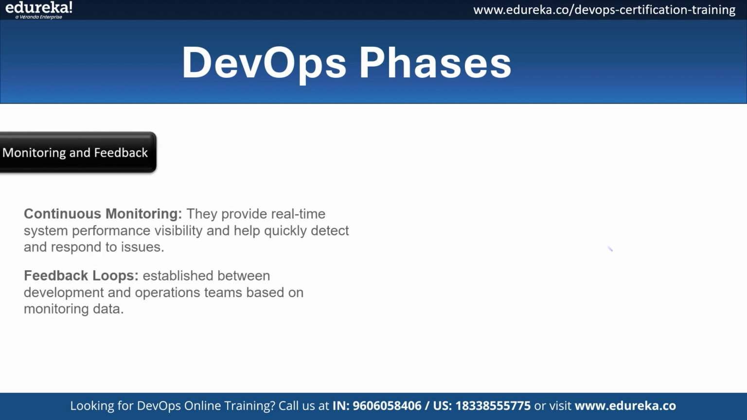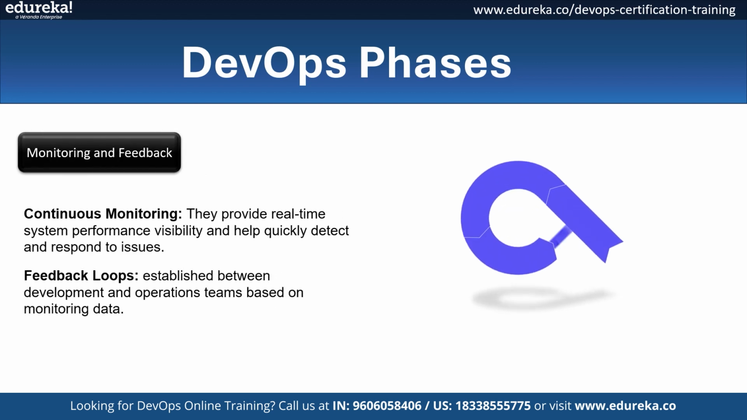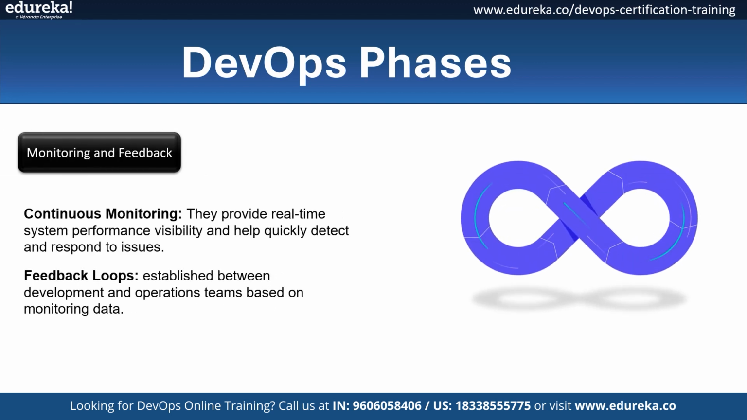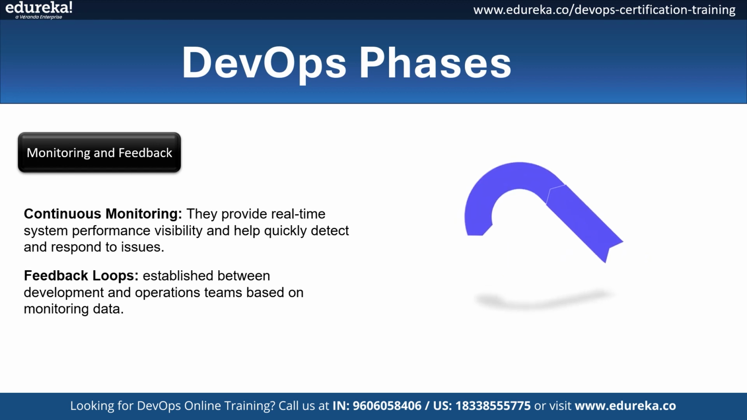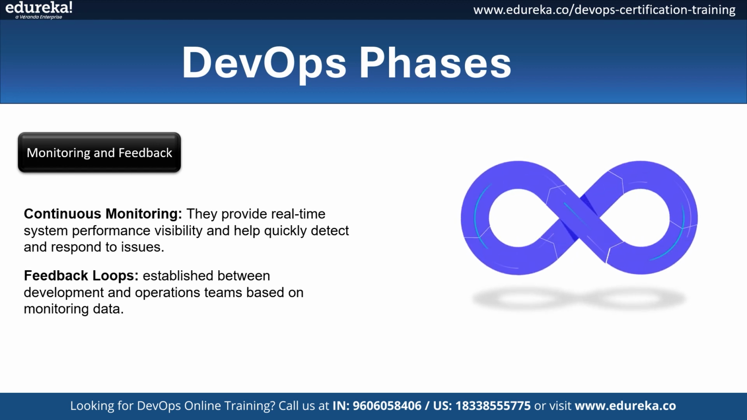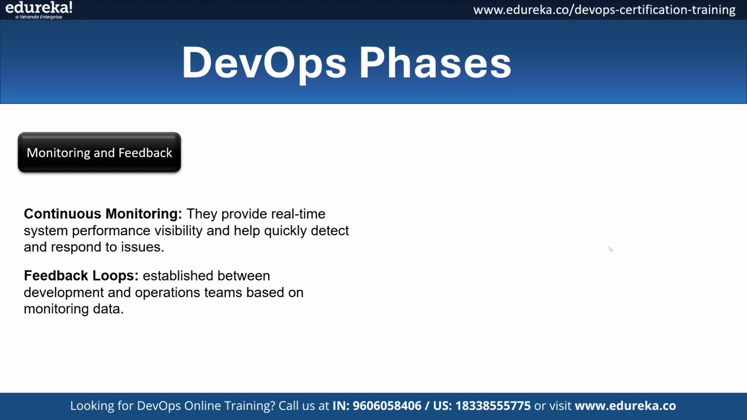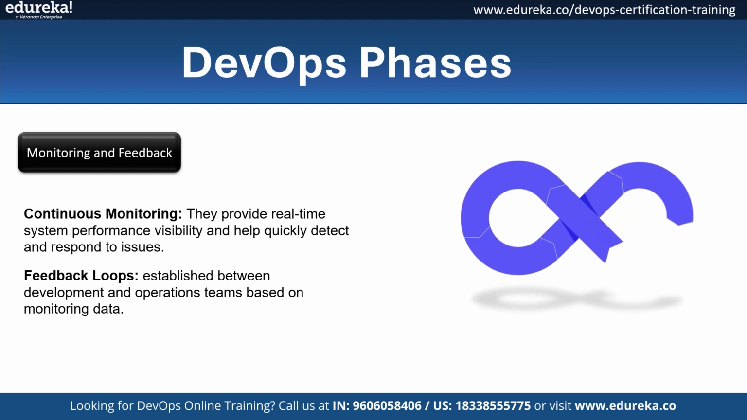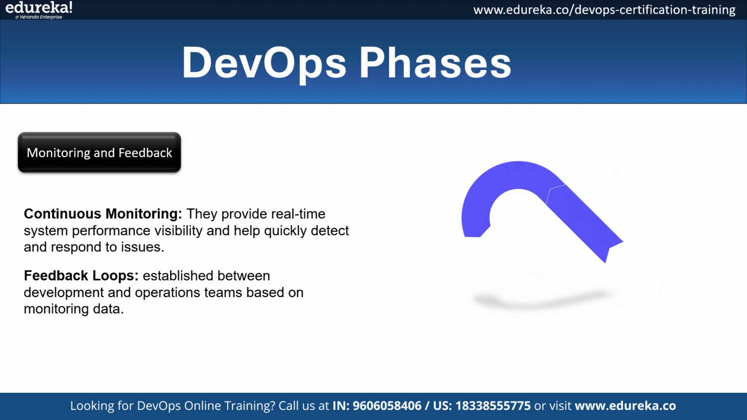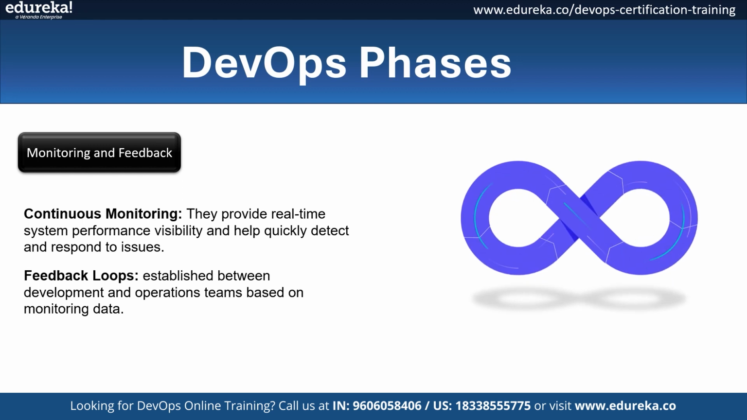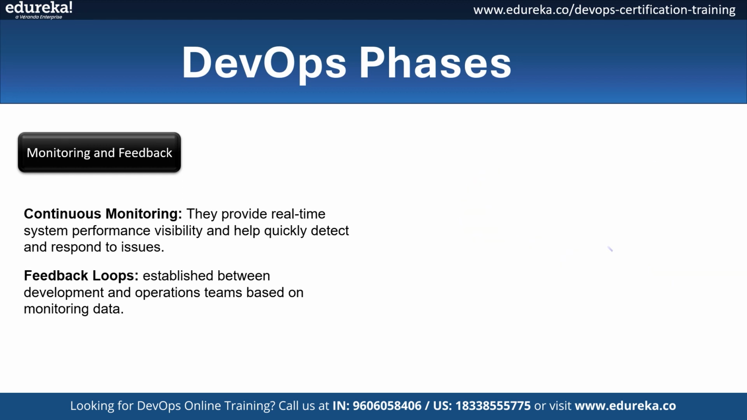Our next phase is monitoring and feedback. Here, the tools and practices for continuous monitoring of applications and infrastructure are critical in DevOps. So, they provide real-time system performance visibility and help quickly detect and respond to issues. Here, feedback loops are established between the development as well as the operations team based on the monitoring data. Here, any issues or improvements are communicated and addressed promptly.